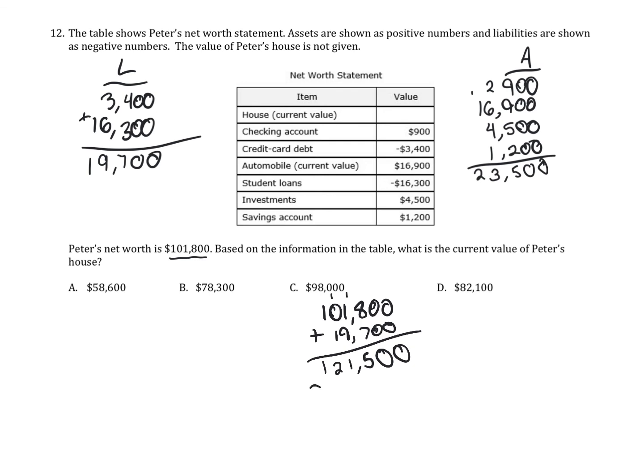So now we are going to subtract 23,500. We get 0 minus 0 is 0, 0 minus 0 is 0, 5 minus 5 is 0, 1 minus 3 we can't do, so we have to borrow. This is 11, that is 1. So 11 minus 3 is 8. 1 minus 2 you can't do, so you have to borrow. So now that's 11 minus 2, which is 9. That leaves us with our answer of C. Remember, on this problem, we had to work backwards, so that's why assets and liabilities flipped what they normally were.